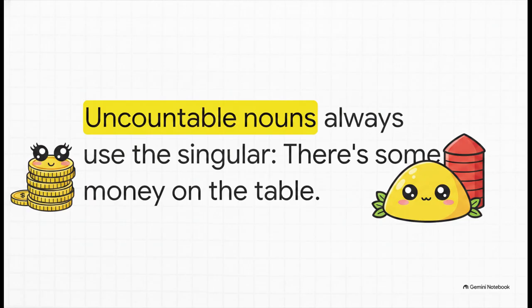Applying this to the farm, even if you are staring out at a giant 100-acre field of wheat, you still use the singular. You say, there is a lot of wheat in the field. Even if you've got a massive silo packed to the brim with grain, you say, there is some grain. Because we can't count it piece by piece, English grammar just treats it as a single unified blob of existence.